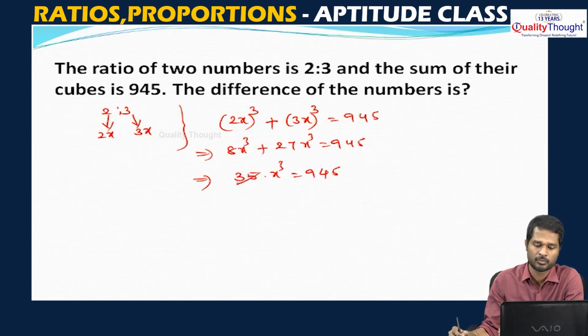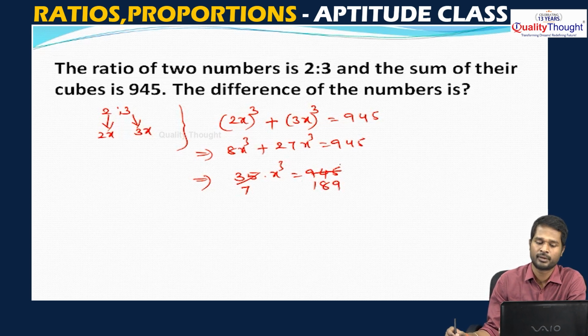Let's check with the 5 table. 5 7s are 35, 5 1s are 5, 5 9s are 45. So 5 7s are 35, 5 189s are 945, and this can be calculated. 7 1s are 7, 7 2s are 14, 7 7s are 49. That means what we are left with, x cube is 27.